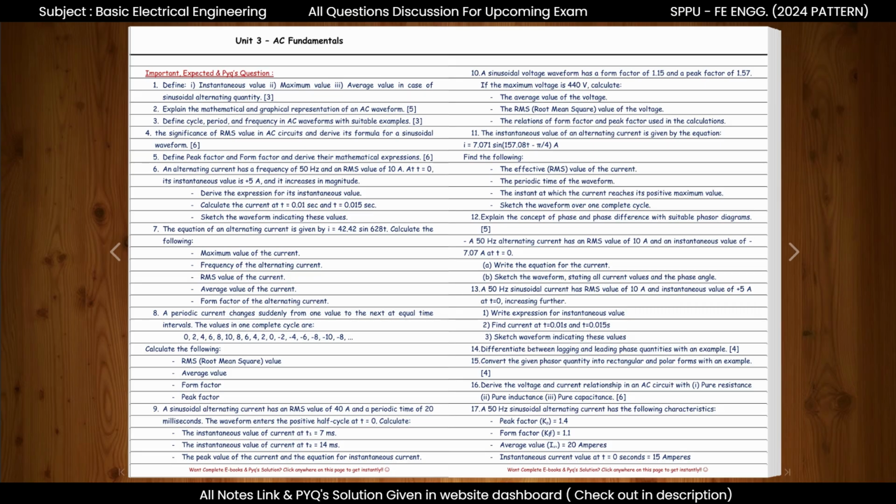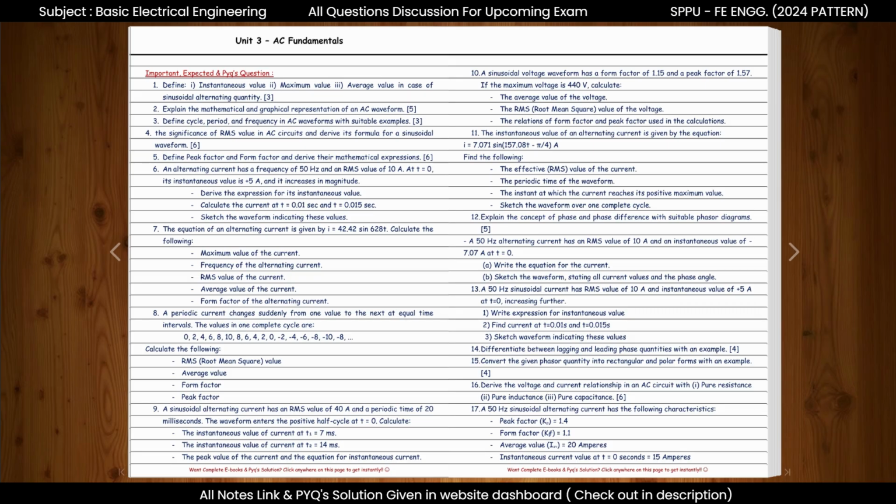Alright, let's move on to our next important topic, mathematical and graphical representation. From this topic, we can expect questions such as, explain the mathematical and graphical representation of an AC waveform. A sinusoidal AC waveform can be represented mathematically by the equation I equals I max sine omega t, where I max is the maximum value, omega is angular frequency, and t is time.